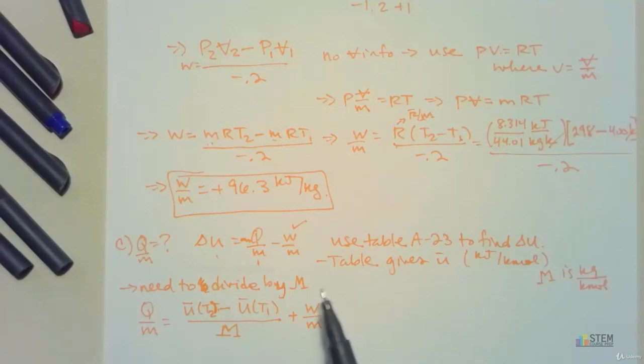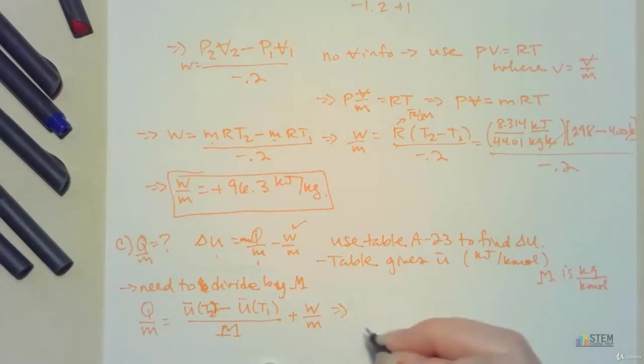Essentially what we did was start with this equation and solve it for Q. I moved this to the left and moved everything else over, and once you flip all the signs around, this is what you end up getting. Our table gives us U bar, so to get U, I'm going to take U bar and divide by molecular weight. You'll see how this works out when we write out all the units. Let's plug all of our values in.